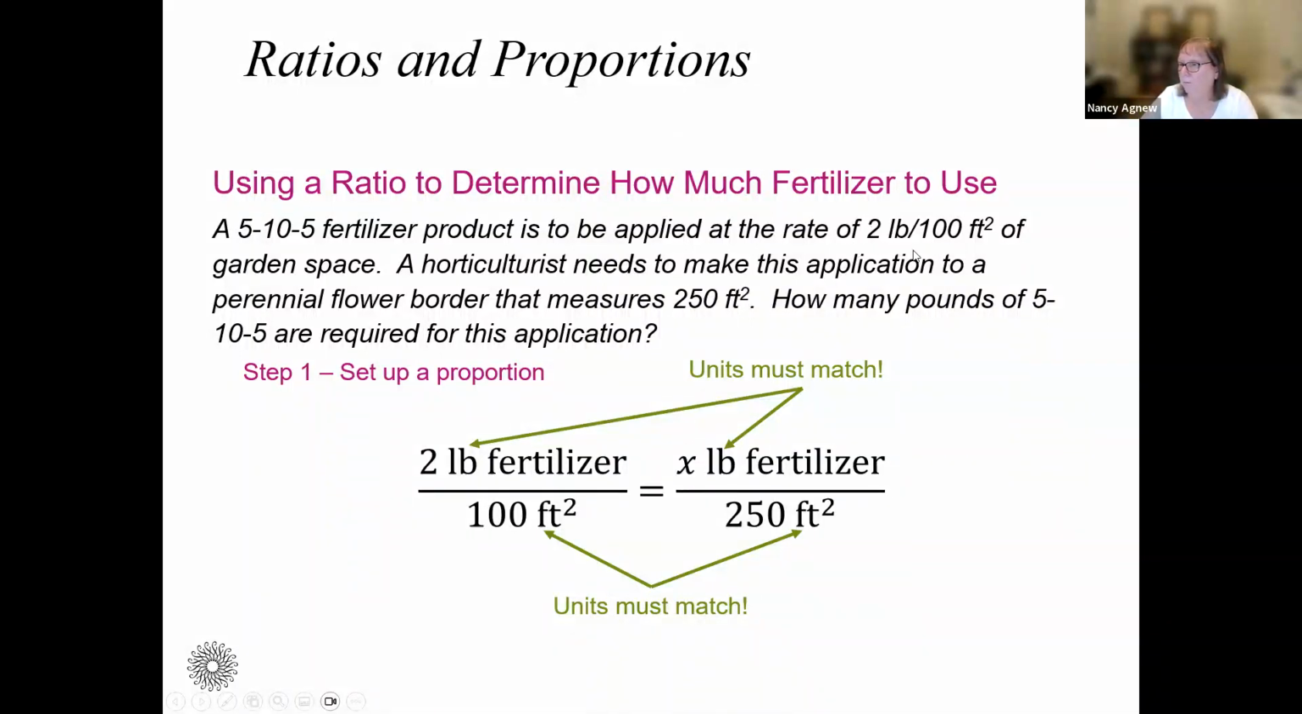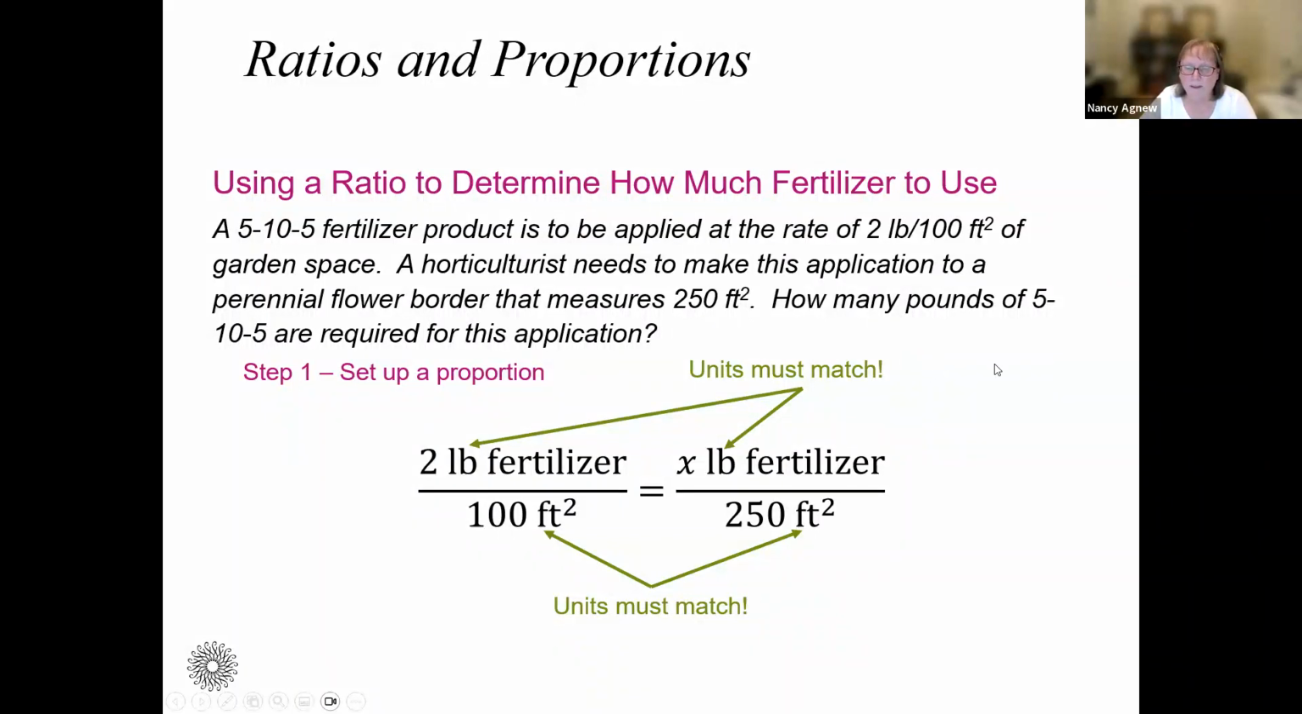And we've gotten that rate information usually on the bag, if it's a consumer product, or there's some kind of recommendation that we've read in a horticultural reference to give us that rate of 2 pounds for every 100 square feet of garden space. But a horticulturist needs to make this application to a perennial flower border that measures 250 square feet, not 100 square feet. So how many pounds of 5-10-5 are required for this application?